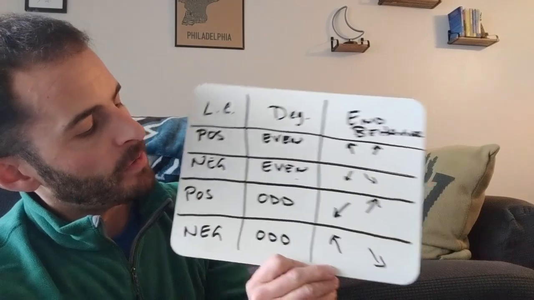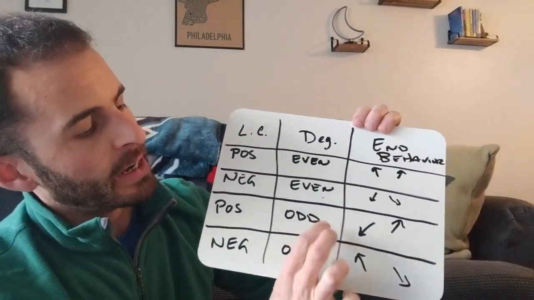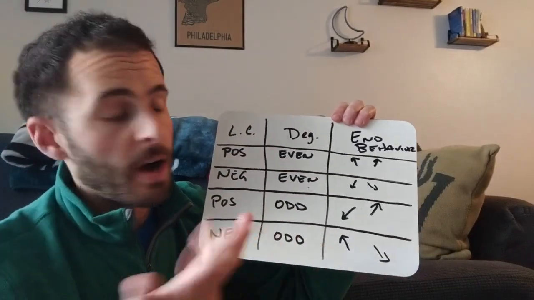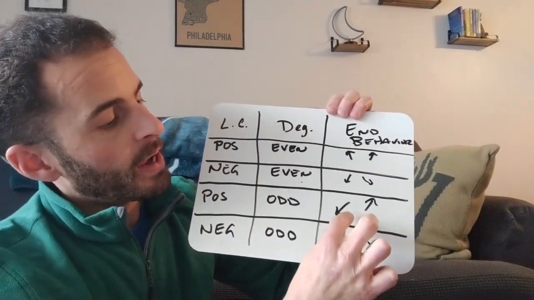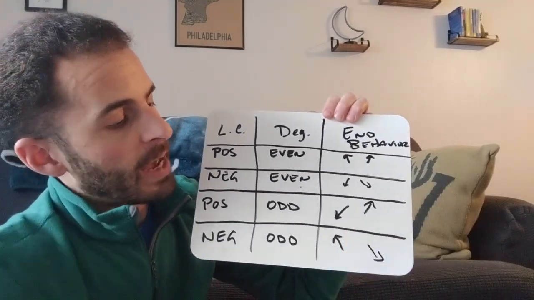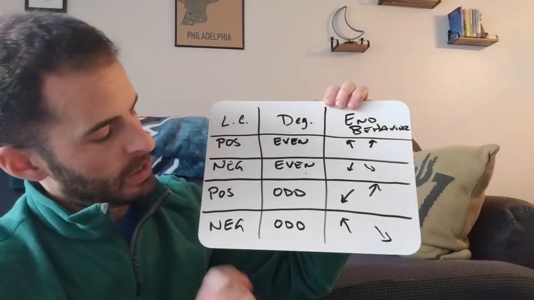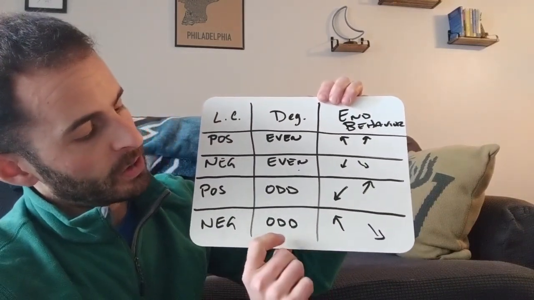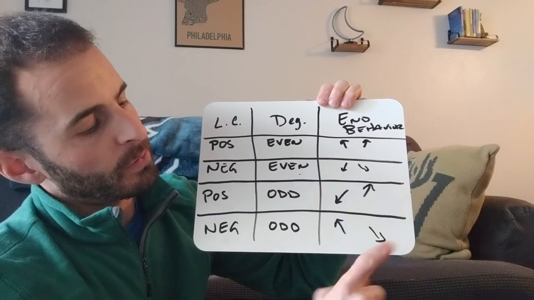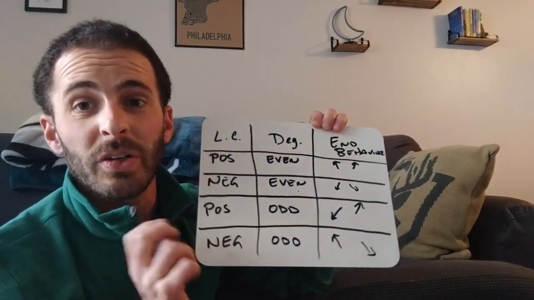All right, and then finally, if I have a positive leading coefficient, but an odd exponent like 1 or 3 or 5 or so on, then my end behavior doesn't go in the same direction. It goes up to the right, down to the left. Okay, so up to the right, down to the left. But if I have a negative leading coefficient with an odd exponent, it's going to be reversed. It's going to go up to the left and then down to the right. So that's what it's going to look like at the end.